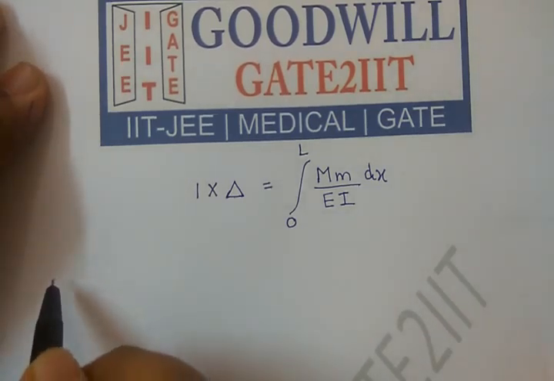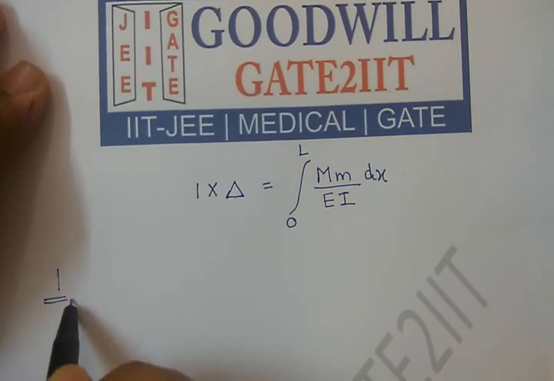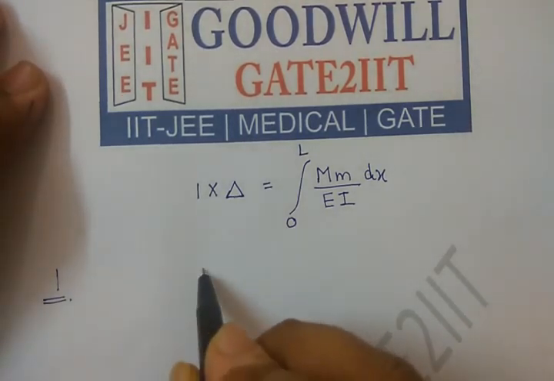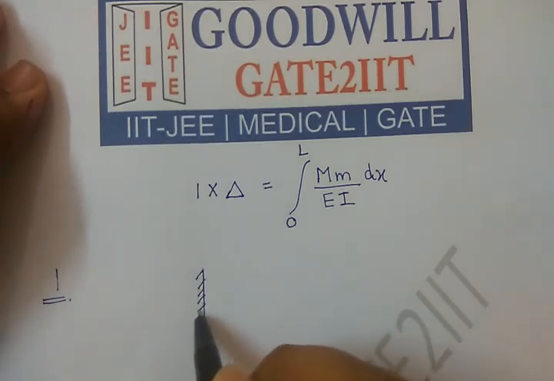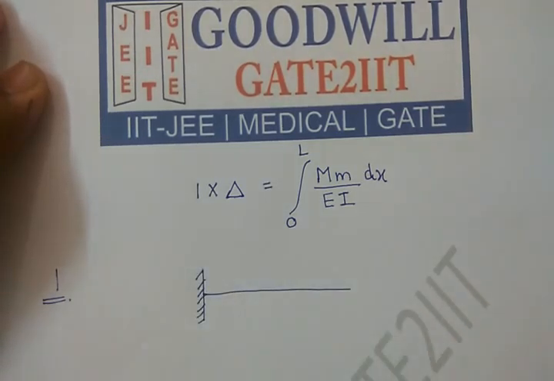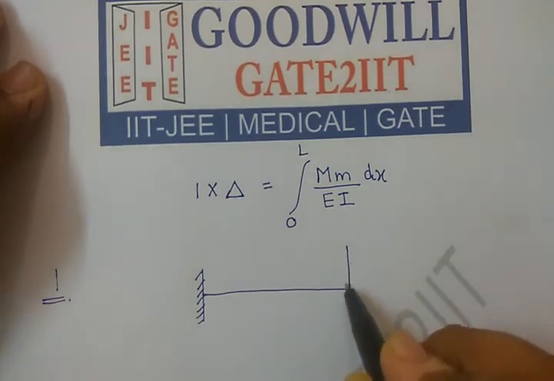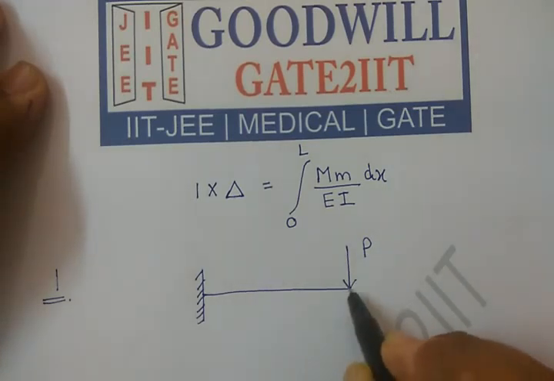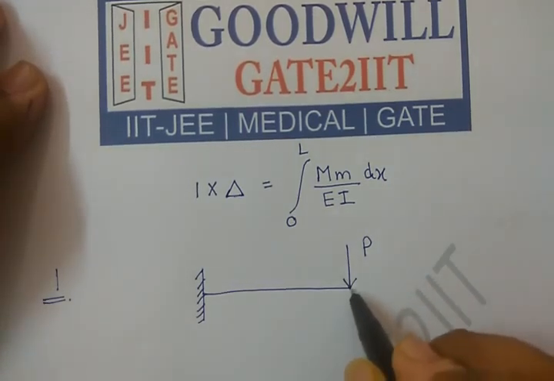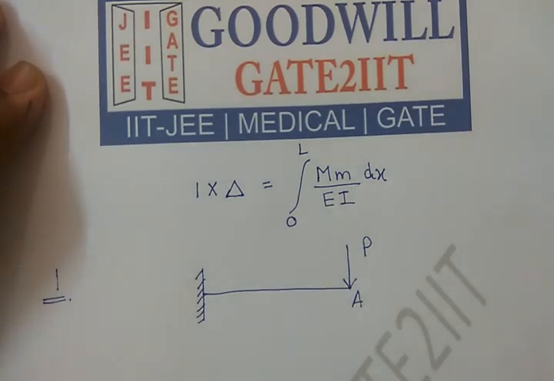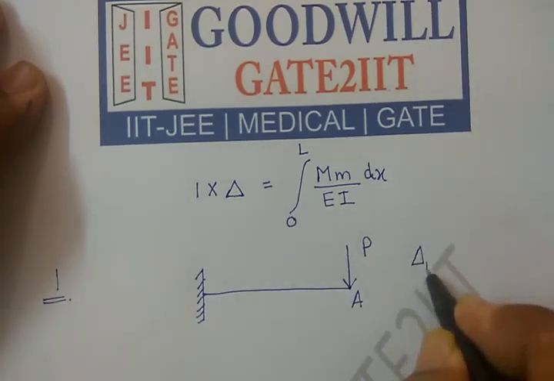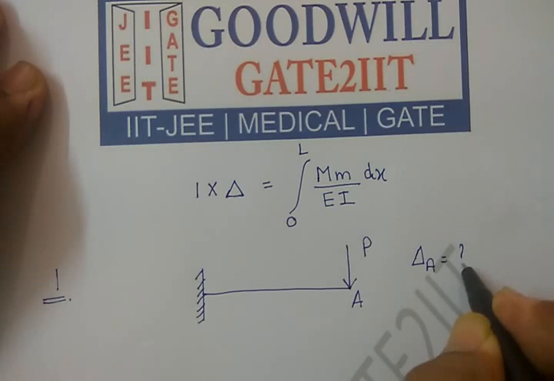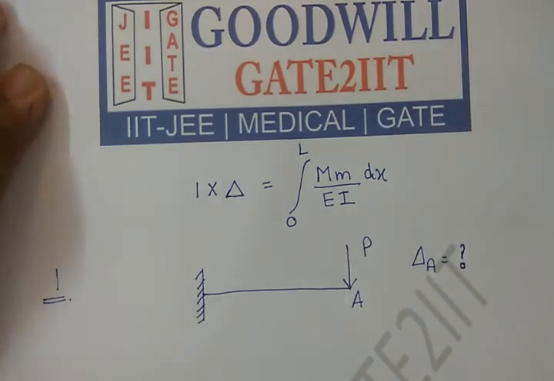It looks simple, but your motive is to remove calculation mistakes, save time and quickly arrive at the solution. So we have a cantilever beam, and you have a point load exactly at the free end. Your motive is to calculate deflection at this point. Let's say this point is A. So your motive is to calculate deflection at point A. Today I am discussing only deflection. You can calculate slope here also.